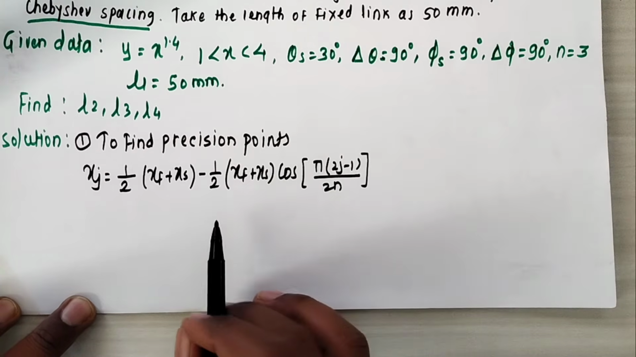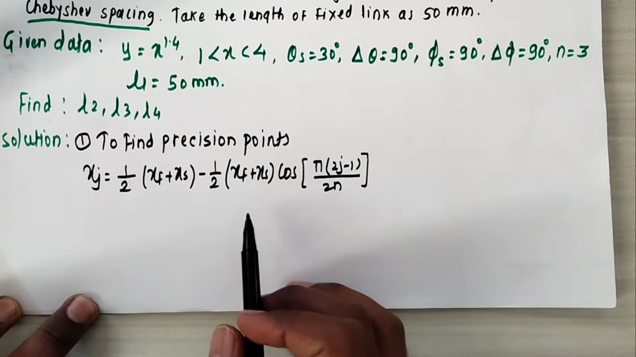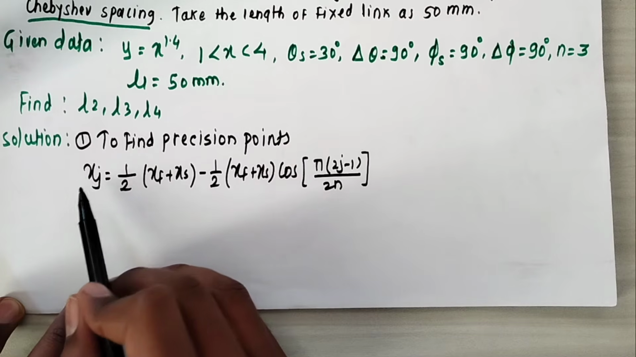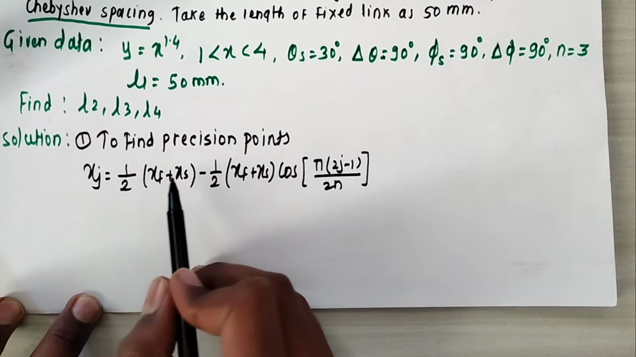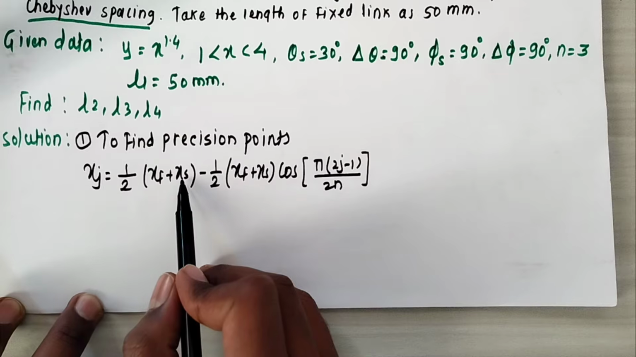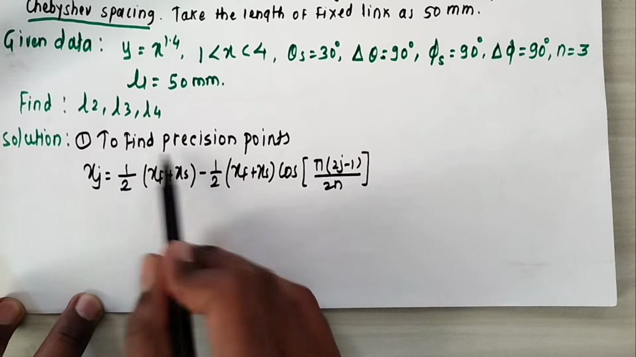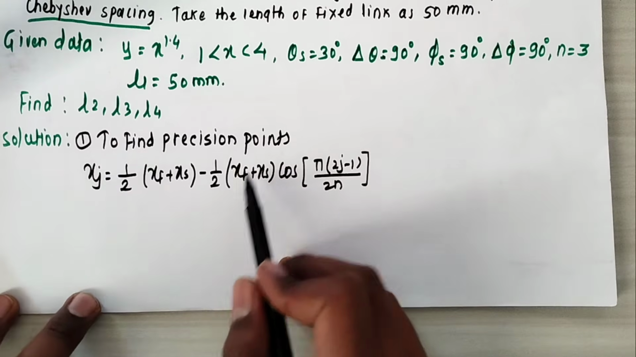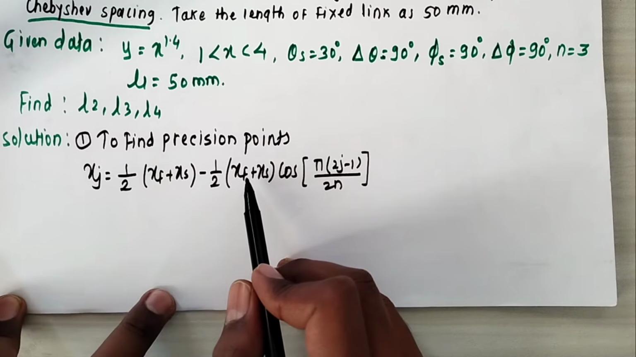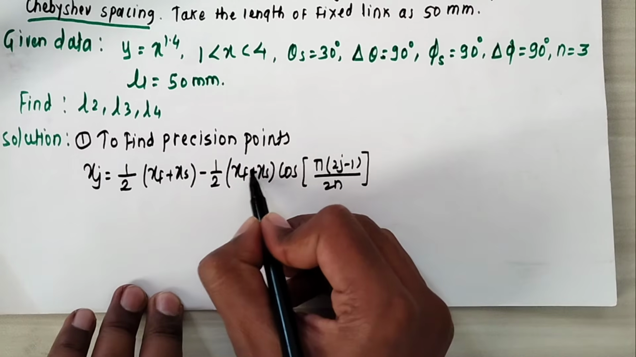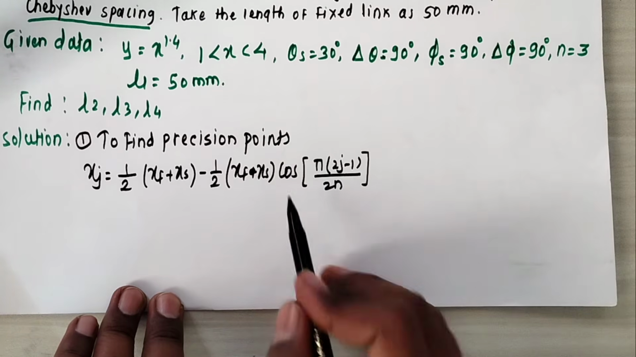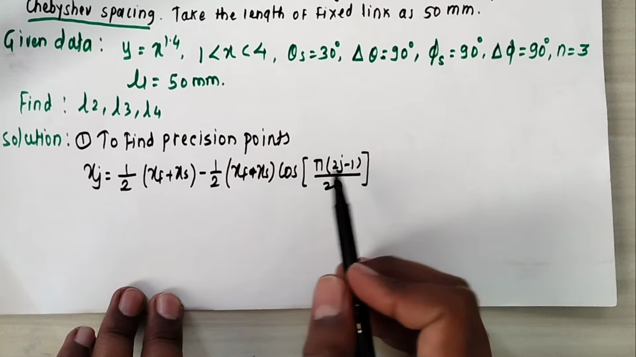Here this formula is known to you: x j, that is the jth precision position, is equal to half of xf plus xs, where these are nothing but the starting position of x and the final position of x, added, minus half of xf plus xs, actually here it is minus, xf minus xs multiplied by cos of this term, that is pi into 2j minus 1 upon 2n.